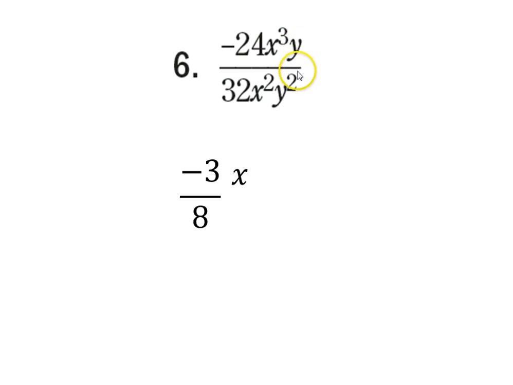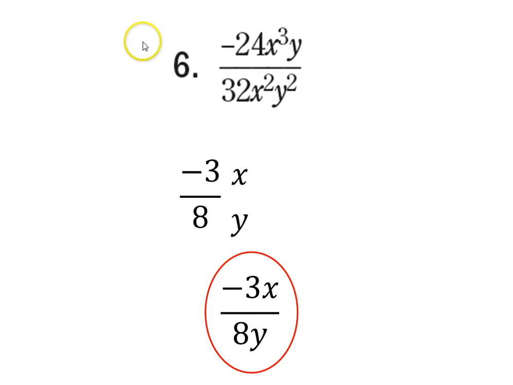Then we have y over y squared. Therefore, there are 2 y's in the denominator and 1 y in the numerator. So this 1 y cancels out with 1 of the y's in the denominator, leaving us with just 1 y in the denominator. So now we've simplified this. We have negative 3 and an x in the numerator and an 8 and a y in the denominator. So our answer, written nicely, would be negative 3x over 8y. And this is what this fraction simplifies to.